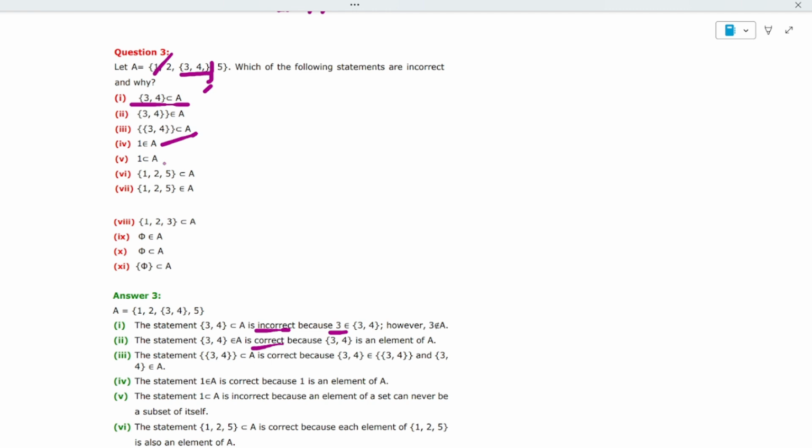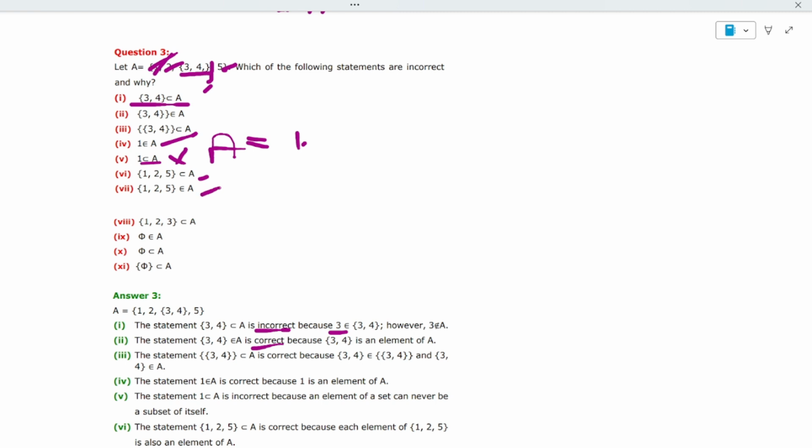Again the statement 1 subset of A is incorrect because this is a subset. It is incorrect because an element of set A can never be a subset of itself. A is a set, 1 is an element in A. 1 cannot be a subset again in A. So it is false. Now 1 to 5 is subset of A. Yes, correct. 1 to 5 belongs to A.